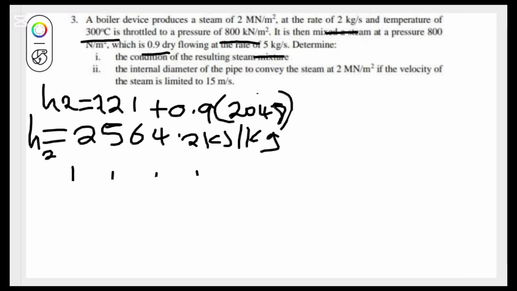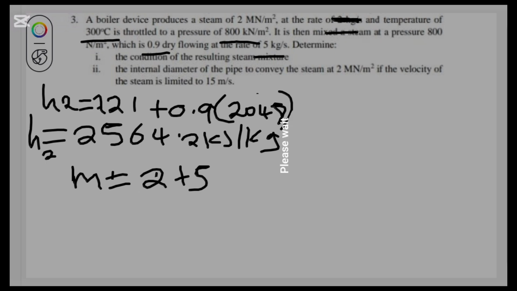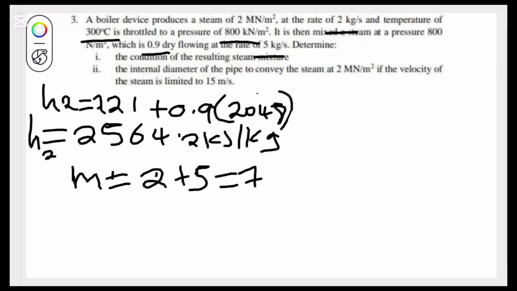So now the next thing to do is that I'm going to apply the energy balance. My total mass should now be equal to the total mass. I have two masses: 2 plus 5. Let me show you. I have this mass 5, and I have this 2 and another mass. So the mass in total will be 7 kg per second.